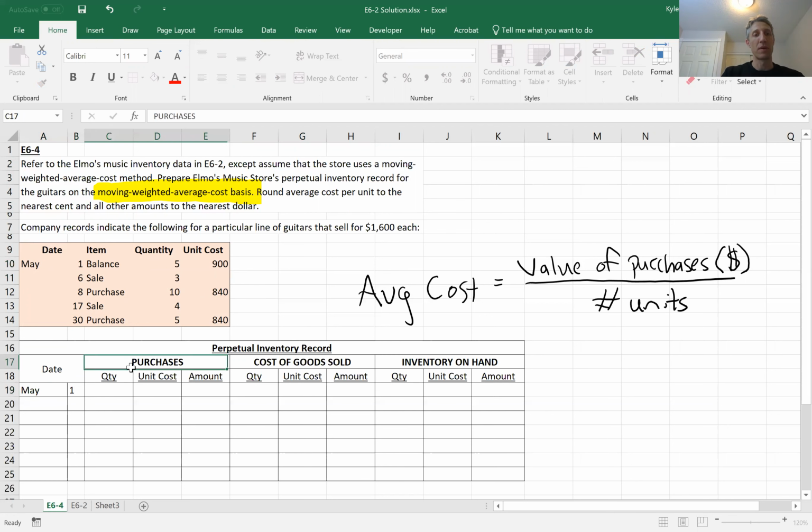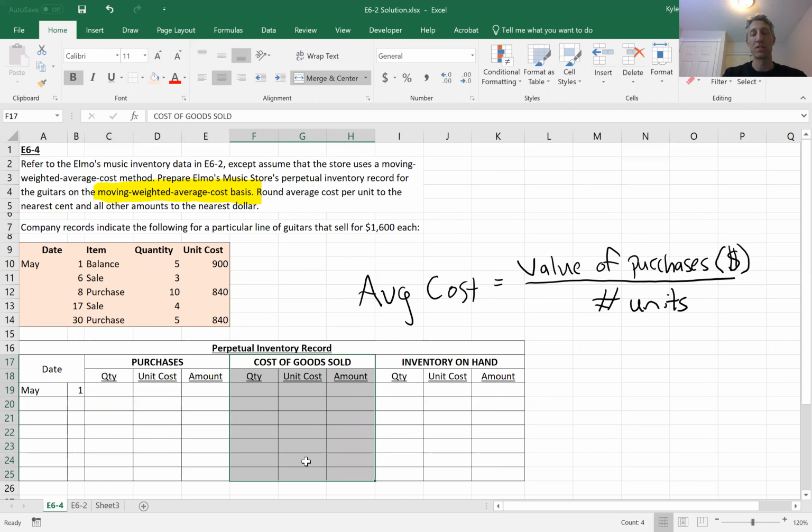Remembering in the schedule, we have 3 broad columns, one for purchases. That's when we purchase inventory, we'll categorize it here. One for cost of goods sold, that's when we're selling an item. We use this to calculate what our cost of goods sold journal entry would be. And then the inventory on hand column is for what our balance sheet value is as of a specific day. What do we currently have on hand?